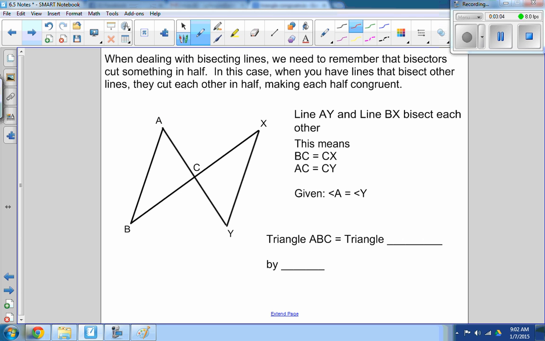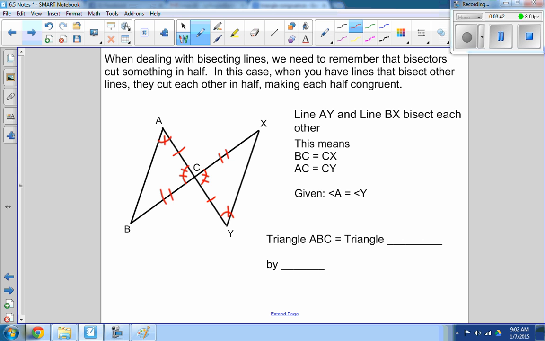So let's look at another scenario. When we're dealing with bisecting lines, we need to remember that bisector means it cuts it in half. So if we have lines that bisect each other, they cut each other in half. So if AY and BX bisect each other, that means AC and CY are congruent. BC and CX are congruent. Now, if we're given angle A is congruent to angle Y, we also remember vertical angles are congruent.